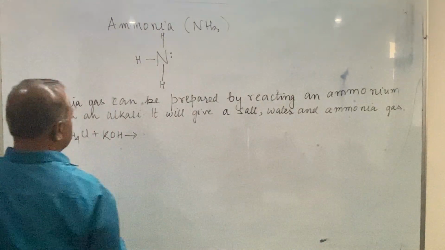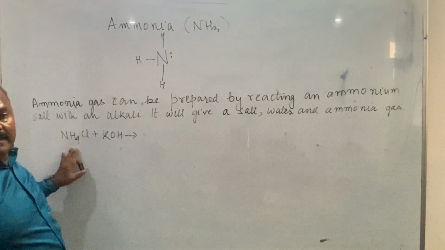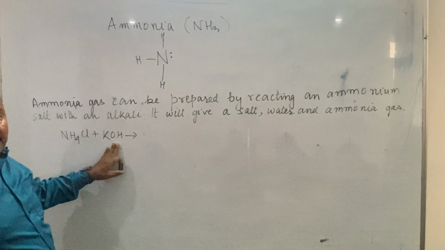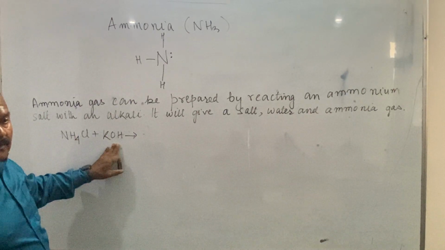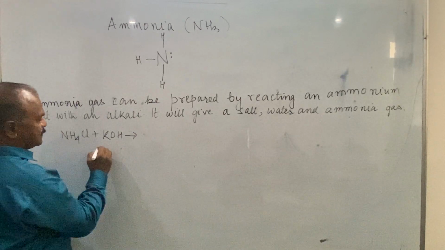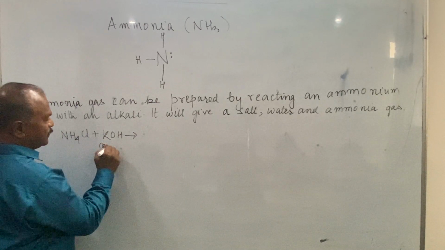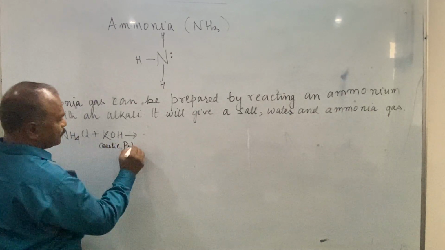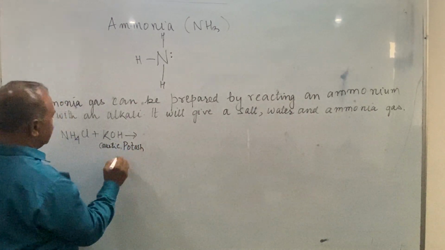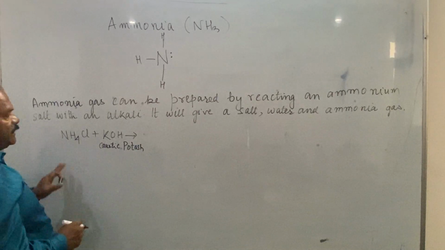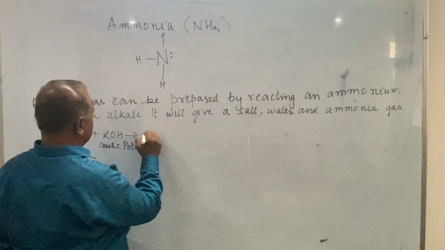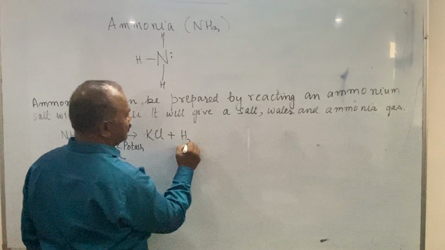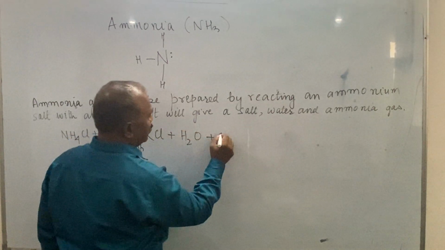So this is ammonium chloride, NH4Cl, plus KOH, potassium hydroxide, which is also called caustic potash. Got it? So when you react this, it will form a salt called KCl plus H2O, water, plus ammonia, NH3.